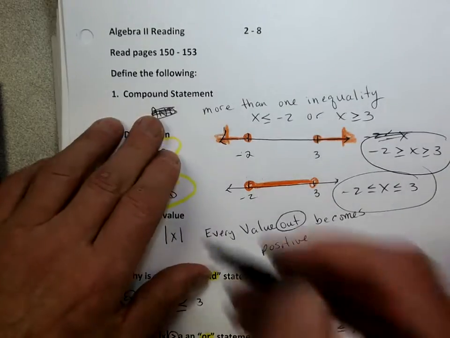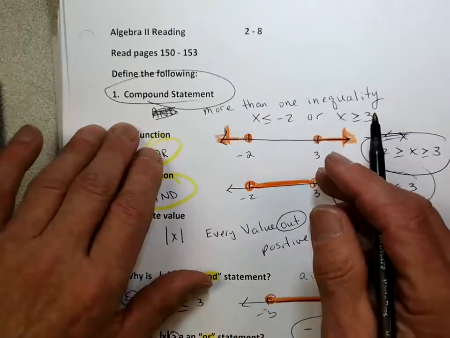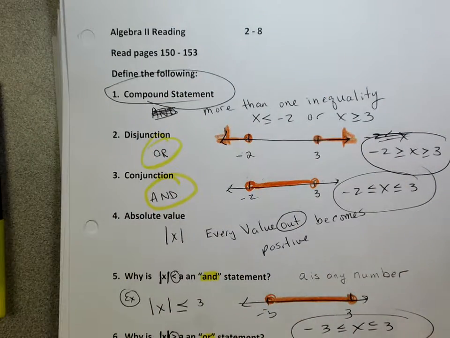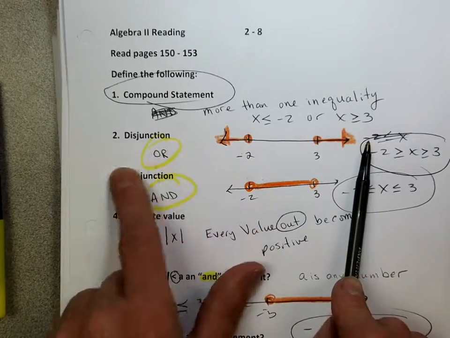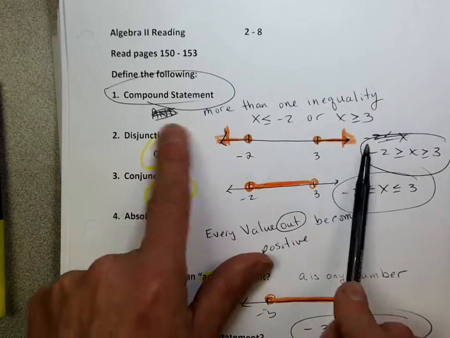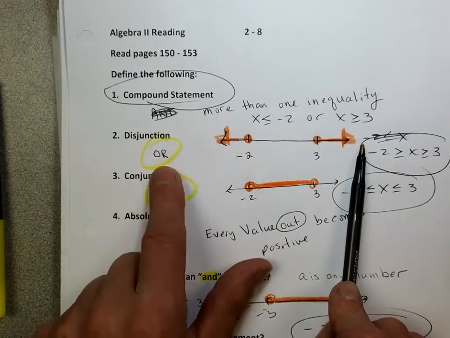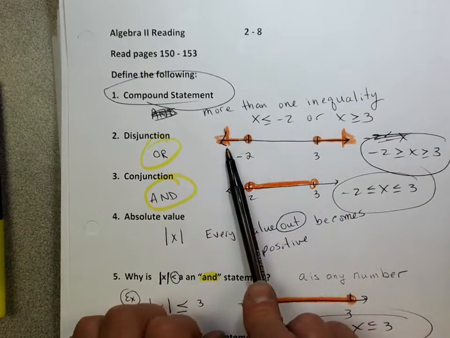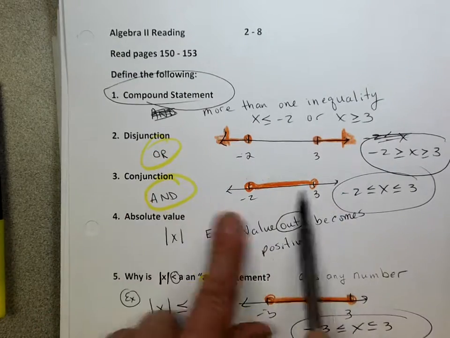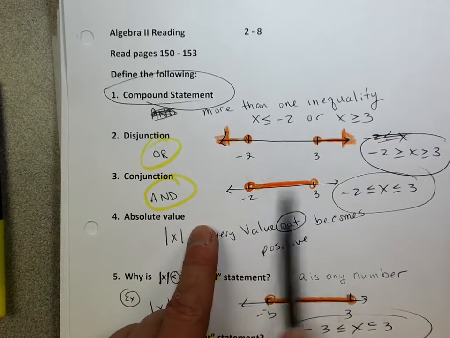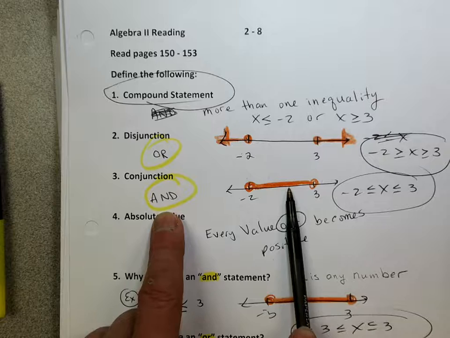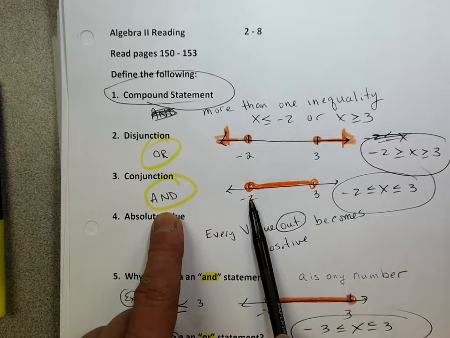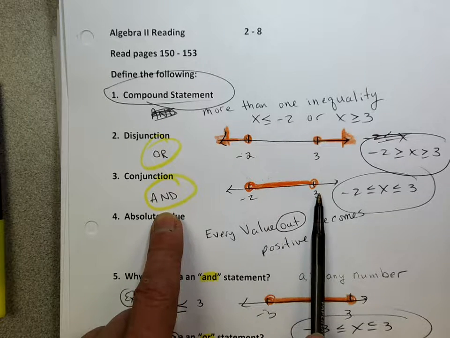We're really talking about compound statements, all right? And we learned that if it's an or statement, then they're disjoined. It's called a disjunction. Disjoined, they go opposite directions. That's an or statement. We'll say it's this or this. A conjunction, they join, okay? And so that's an and statement because it could be greater than -2 and less than 3. Okay, that's an and statement.